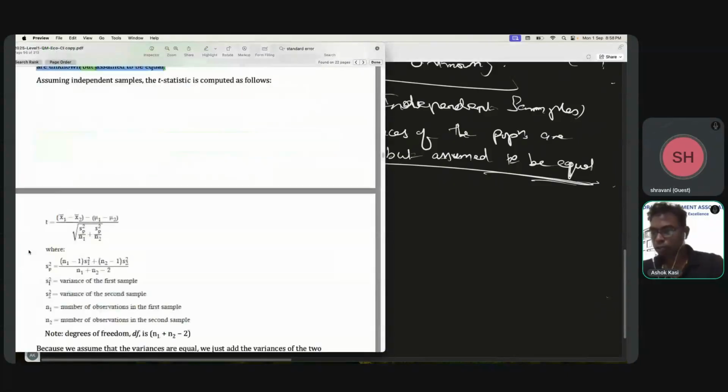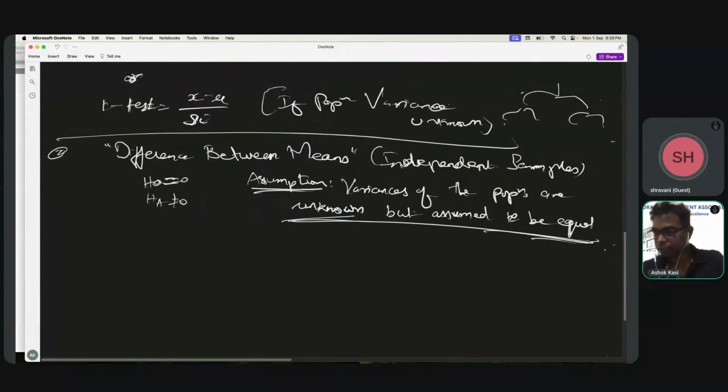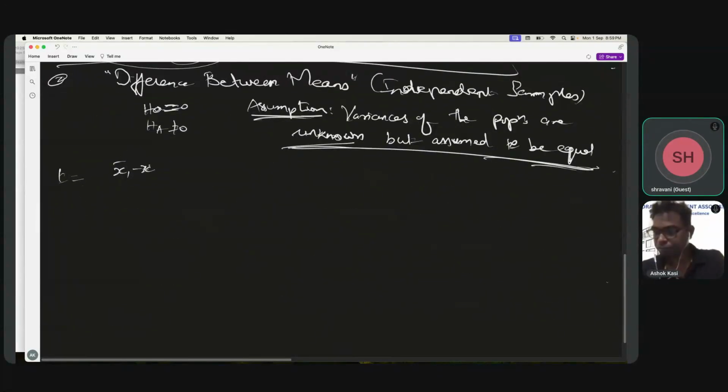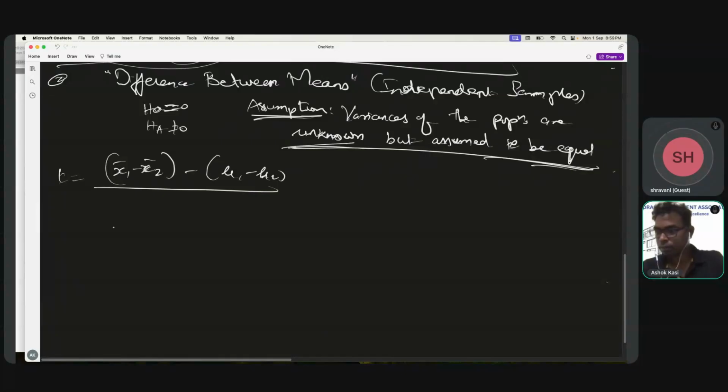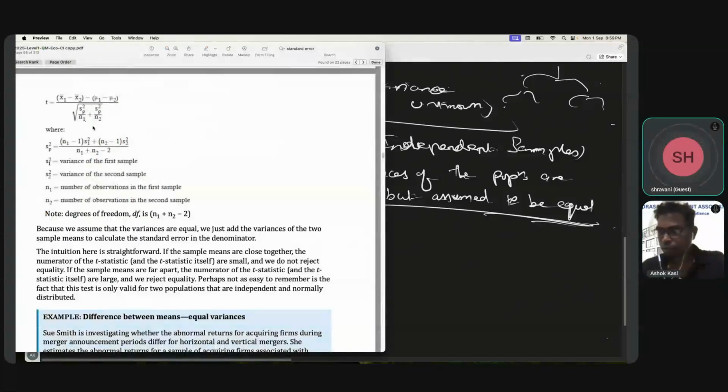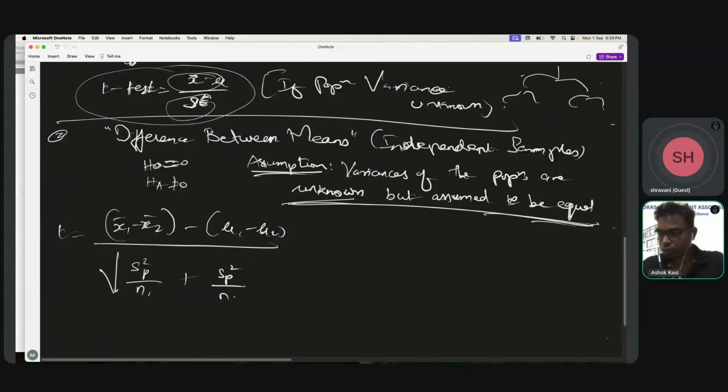So in this case, the formula is, now see, normally we write the t-test like this. This is the format we use in most cases: x minus mu divided by standard error. Now you see how it changes. x1 bar minus x2 bar minus (mu1 minus mu2), divided by the standard error, which will be the root of pooled variance divided by n1 plus pooled variance divided by n2, where p stands for pooled variance.